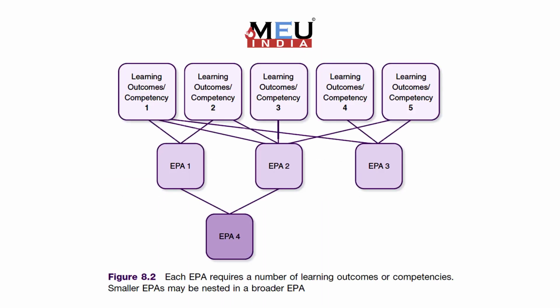Figure 8.2 Each EPA requires a number of learning outcomes or competencies. Smaller EPAs may be nested in a broader EPA. Learning outcomes, competency 1, 2, 3, 4, 5. EPA 1, 2, 3, 4.